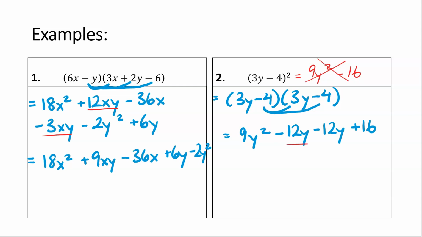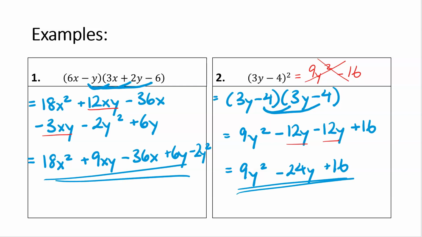You can see that you have two like terms here, the 12y's. So we can simplify this as 9y squared minus 24y plus 16. And that is our answer there. Sorry, the previous one, that is your answer. Okay, let's look at the next example.